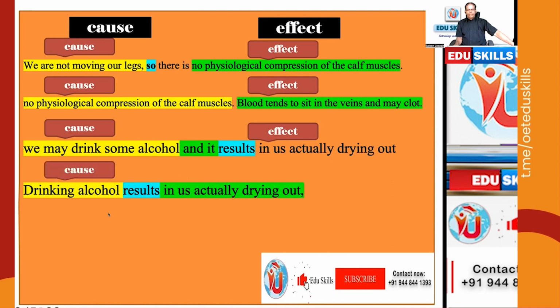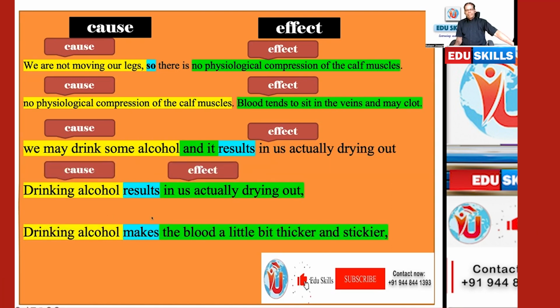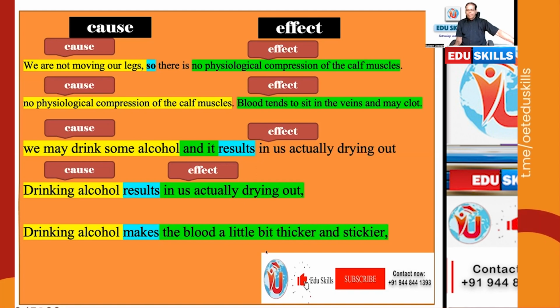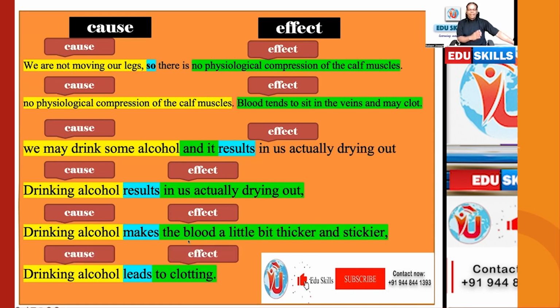Okay. Next one is: drinking alcohol makes, instead of results, it is saying makes the blood a little bit thicker and stickier. Drinking alcohol is the cause. The blood being a little bit thicker and stickier is the effect. Drinking alcohol leads to clotting. The cause is drinking alcohol, and leads to clotting is the result or the effect. This is known as the cause and effect language. If you know the nature of the text, immediately you know what type of questions they will ask you.